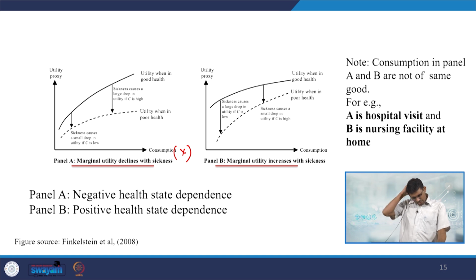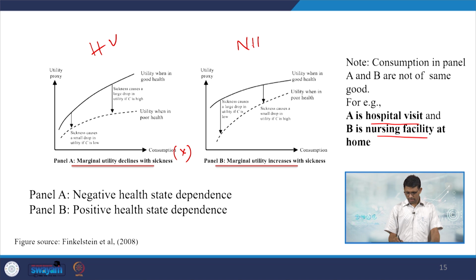Now, to emphasize further, we have cited two real cases. One is called hospital visit, another is called nursing facility at home. The first diagram is related to hospital visit. The second one is nursing facilities at home, NH, let it be NH. So, in the first case, it is called negative health state dependence. I will clarify why. The relationship between the marginal change in the utility basket with respect to the consumption actually declines with the level of sickness.